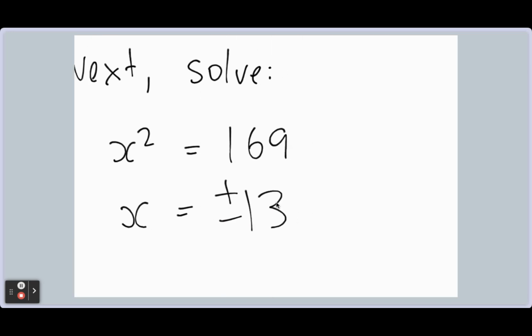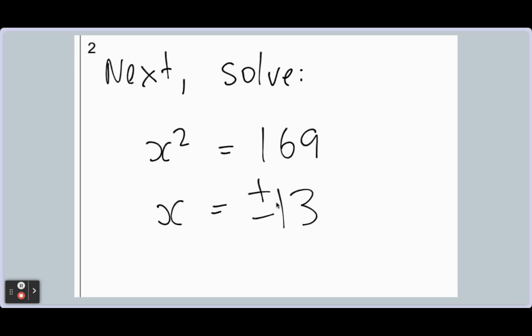Here, when I have a variable involved, I'm actually asking a different question. I'm actually asking what possible values satisfy the OG equation. So the OG equation is x squared equals 169. And the answer to that is, well, 13 fits that equation because 13 squared is 169. But minus 13 also fits the equation because minus 13 squared is also 169.